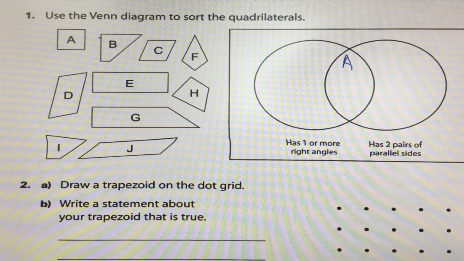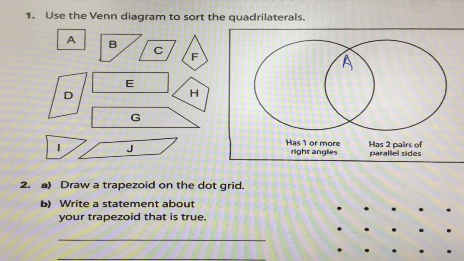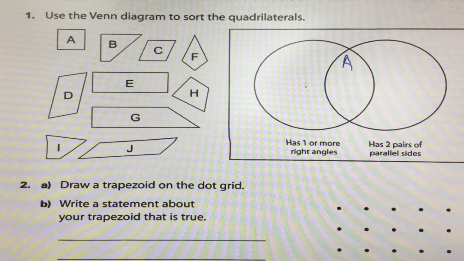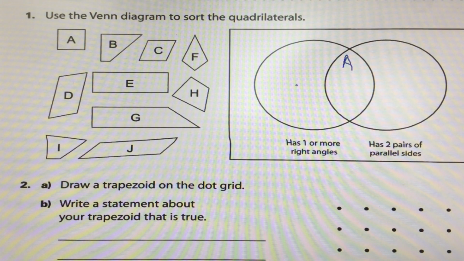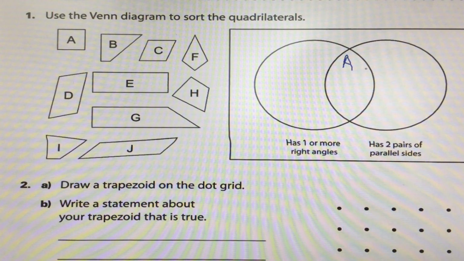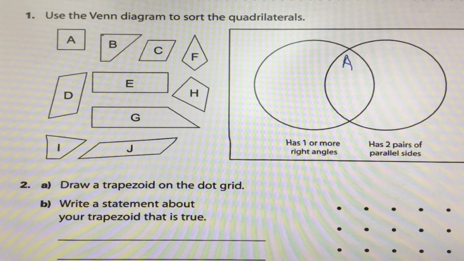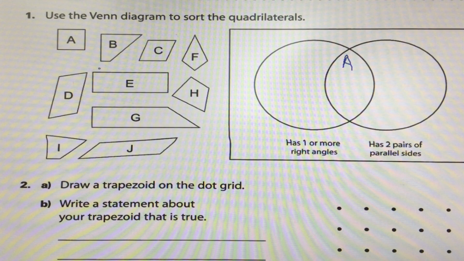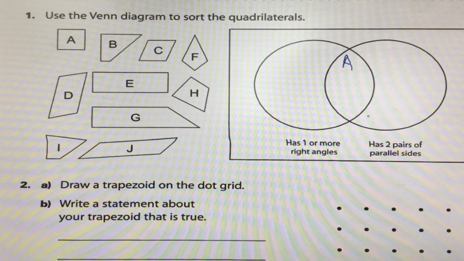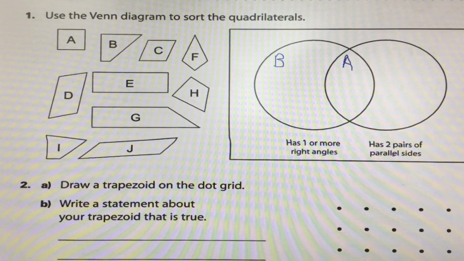B has a right angle there and a right angle there, so it definitely would fit in here. And then does it have two pairs of parallel sides to go in here? Well, it has one pair of parallel sides because the top edge and bottom edge are parallel, but it doesn't have two pairs. So it would only go in the right side because it fits this criteria, but it does not fit this criteria. Let's look at C.